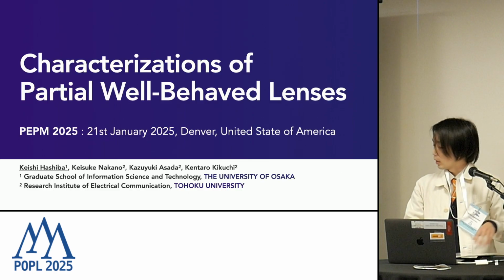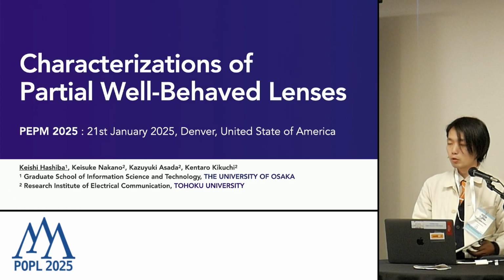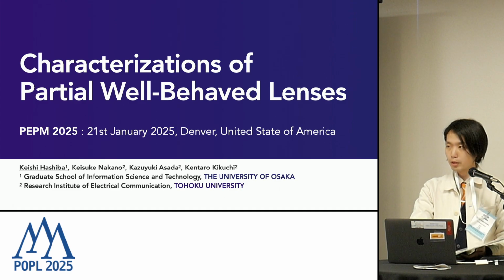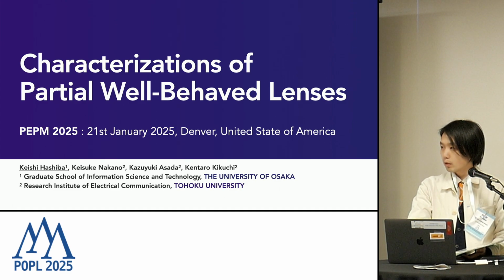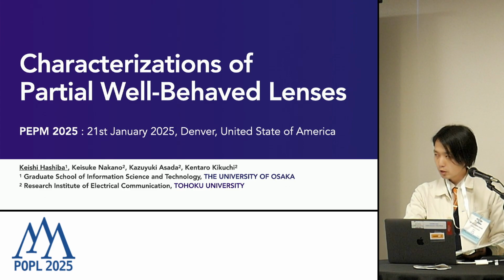So today, I'd like to talk about the characterization of lenses, which is used in bidirectional transformations, and when its get and put functions are possibly partial. Before I talk about our studies, I'd like to introduce a notion of the bidirectional transformation and the lens.